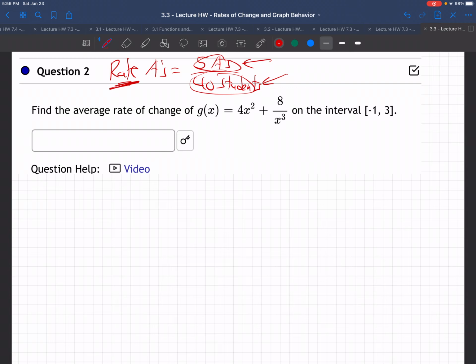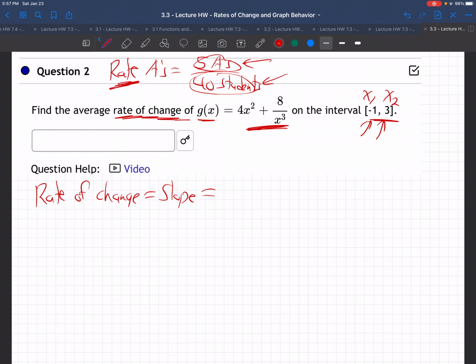So when they say find the rate of change of this function, what they mean is that on this interval, this is the first x value and this is the second x value. They want to find out how much this function changes between this x value and that x value. That's the same thing as a slope. Rate of change, you should think of slope. It's the same thing as slope.